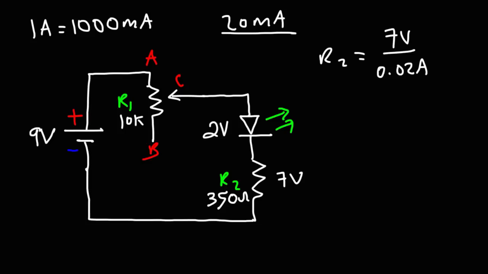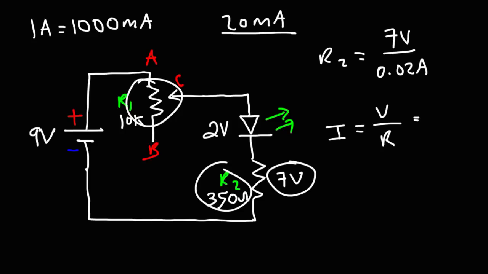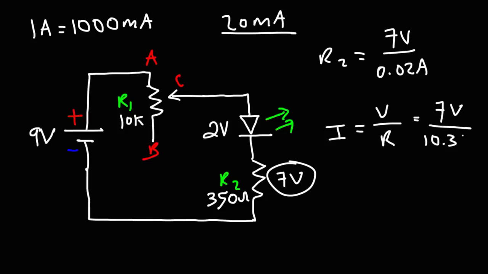But now, if R1 is tuned all the way to 10K, then the total resistance in the circuit will be 10K plus 350 ohms. So thus it will be 10.35 kilo ohms. Keep in mind, 350 ohms is 0.35 kilo ohms. So the max current, which will be voltage divided by resistance, we're going to have 7 volts across these two resistors equivalently if this goes up to 10K. So the total voltage across the two resistors will be no more than 7 volts due to the 2-volt drop of the LED. And the total resistance is 10.35 kilo ohms.